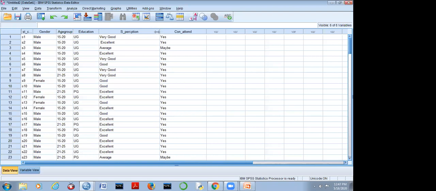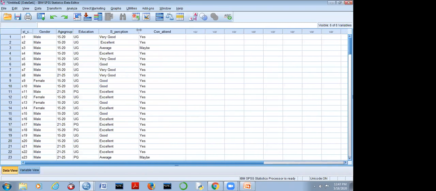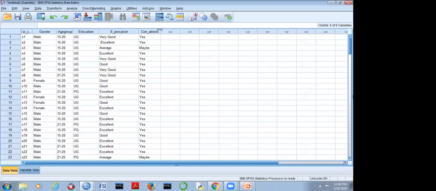Then the student perception, which type of data is this? Ordinal. It is an ordinal scale. We gave a scale, right? It is a scale of 5 to 1. Yes ma'am. And continue attending? Also scalar.